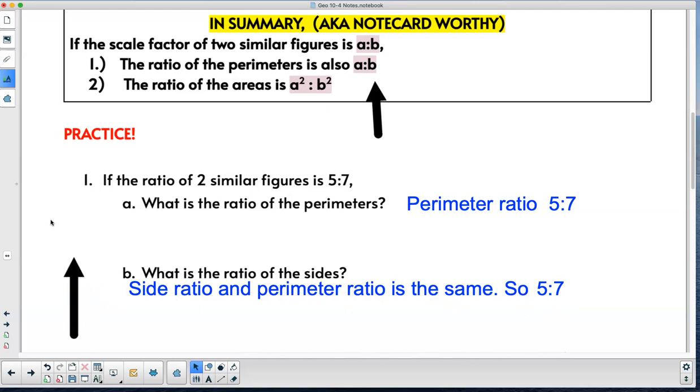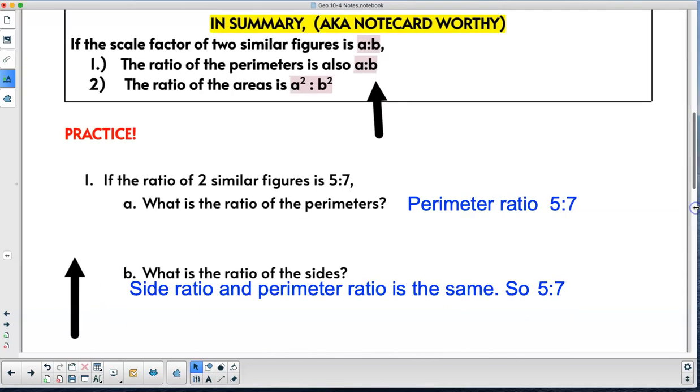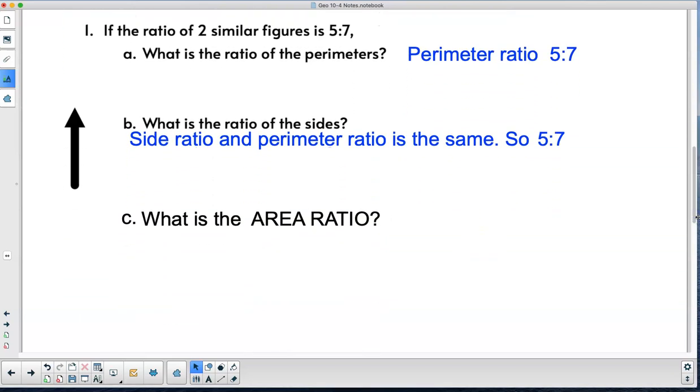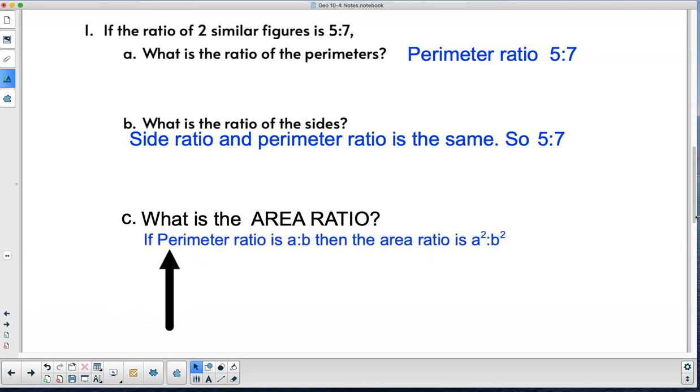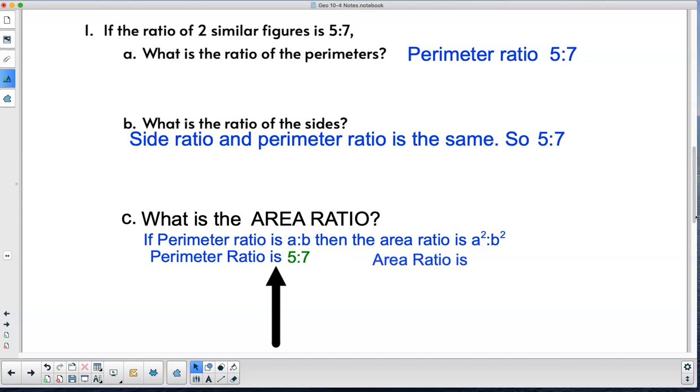But you know, after I looked at those two, I was like, hey, we're missing a question. So check this one out. Can you answer this one? What is the area ratio? Yep, it's not on your notes. What is the area ratio of the two figures? So keeping in mind, if the perimeter ratio is A to B, then the area ratio is A squared to B squared. In the original problem, the perimeter ratio is 5 to 7. That means the area ratio, which is 5 squared to 7 squared, is now 25 to 49.